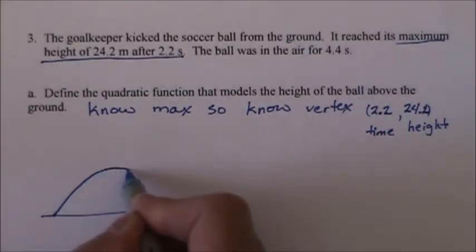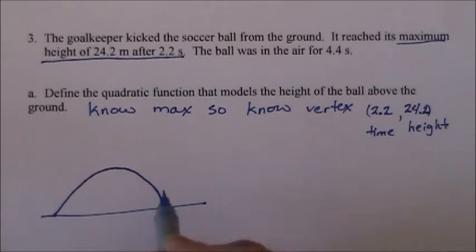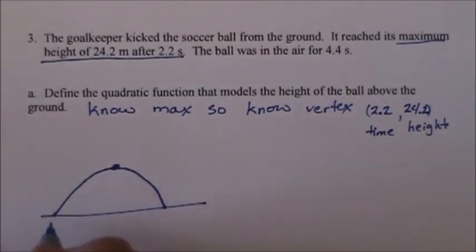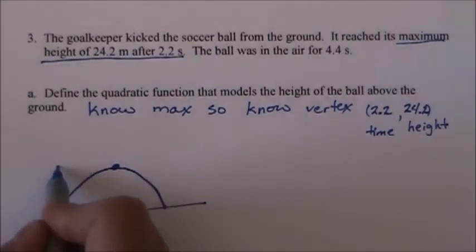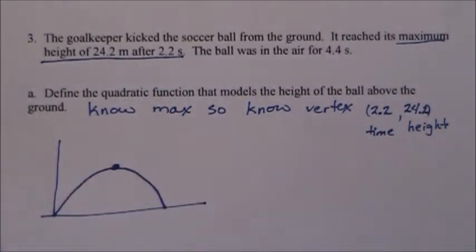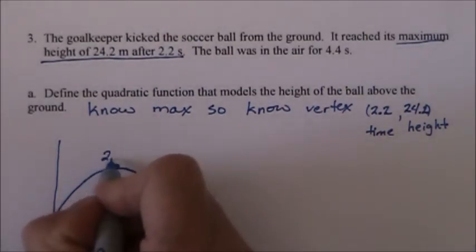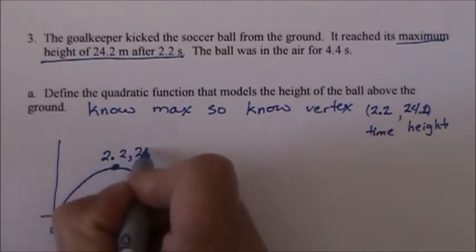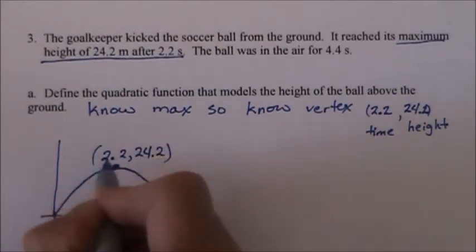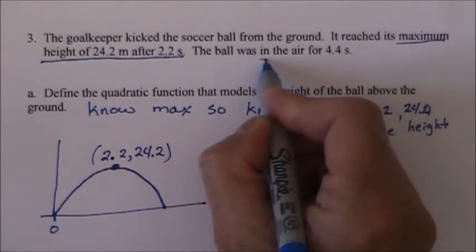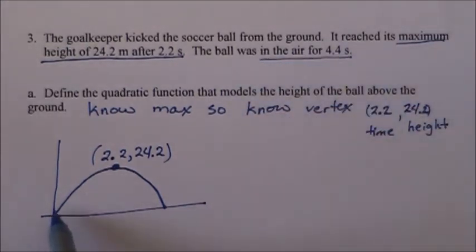ground, up into the air, and it comes back down. Now, we know our max happens here. Easiest way for us to put our numbers on would be our y-axis right there at the ground where we kick off, which means this is 0. This we know is 2.2, 24.2. And we're told the ball is in the air for 4.4 seconds. So when it is no longer in the air, which is right here, we have hit 4.4.